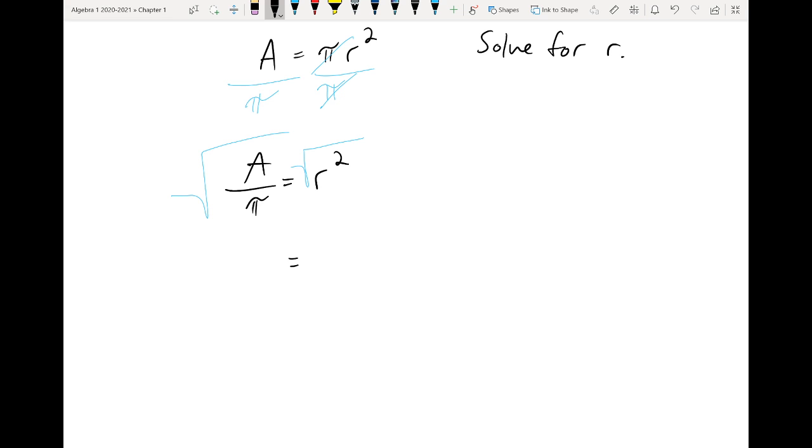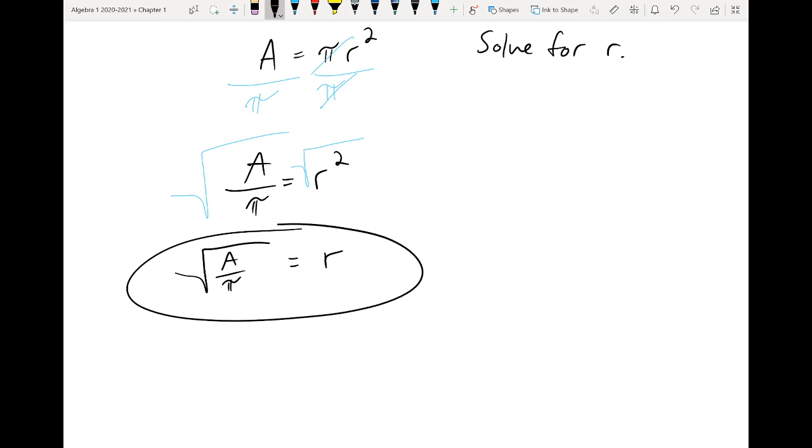The square root of a square is just the variable by itself, or the number by itself. So in this case, it's just r. And the left side, we really can't do anything with it. It's just going to be the square root of a over pi, and that is what r is equal to.